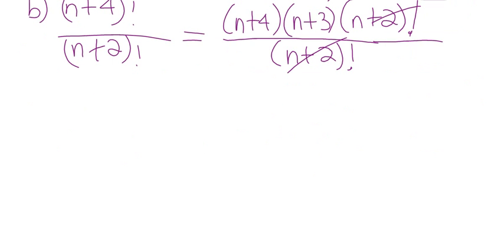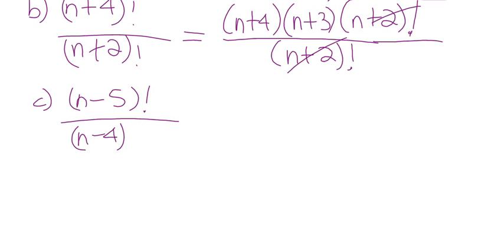Let's do n minus 5 factorial. Okay, so anytime we've got a general factorial, the rule of thumb we're going to follow is: which one's bigger, n minus 5 or n minus 4? Keeping in mind that n is a natural number, presumably bigger than 5. So what's bigger, n minus 5 or n minus 4? N minus 4, okay.